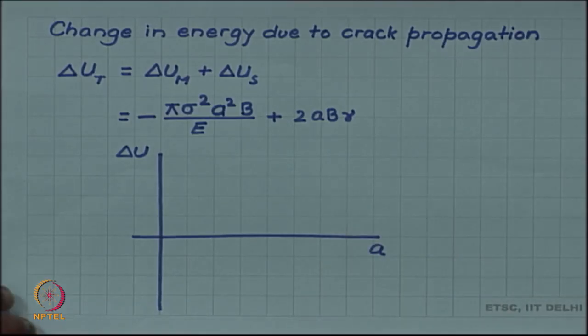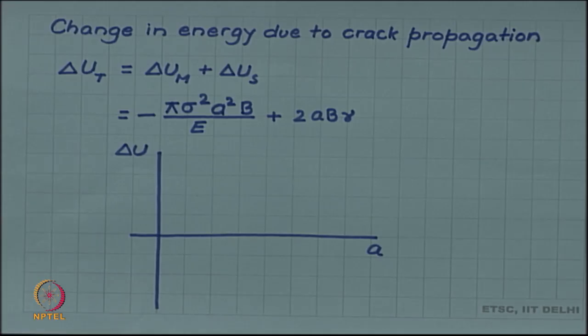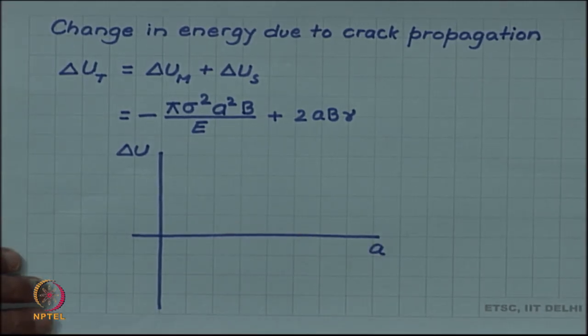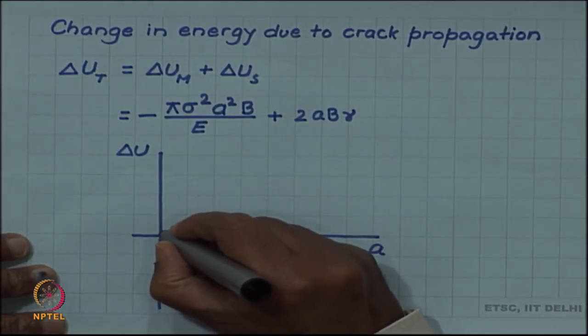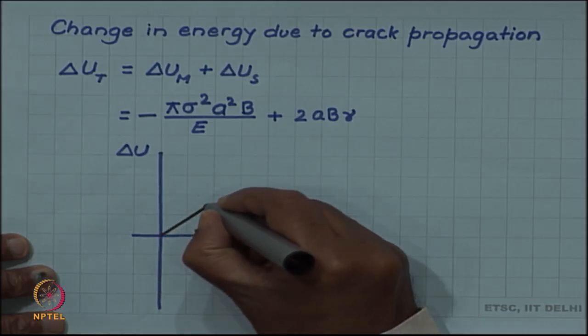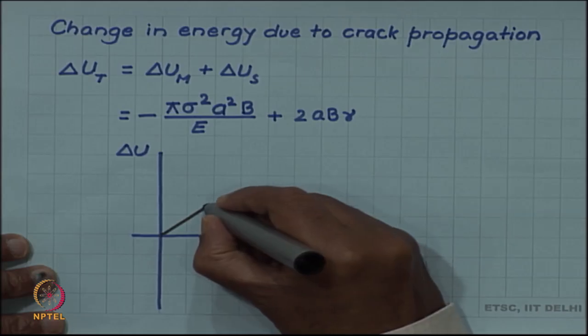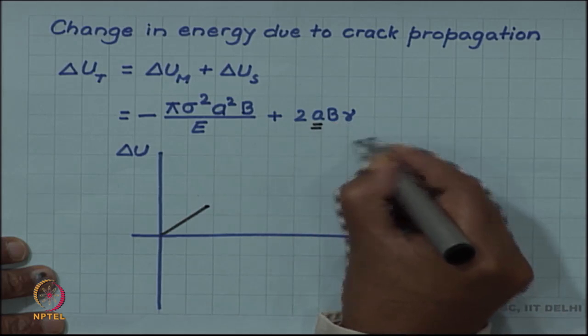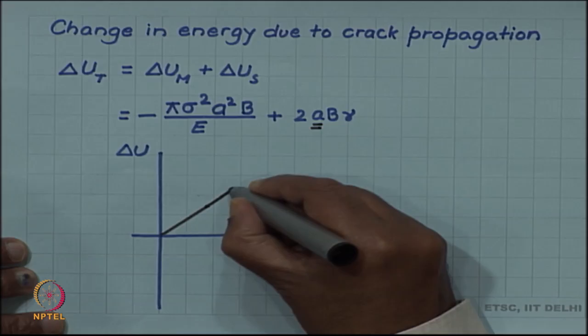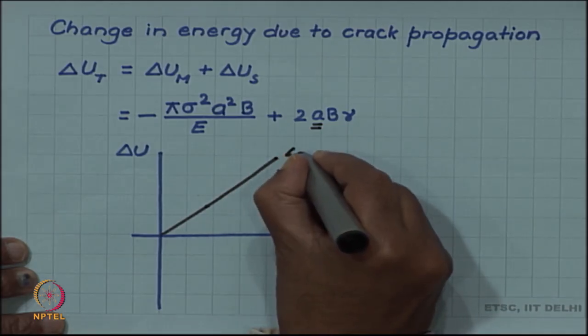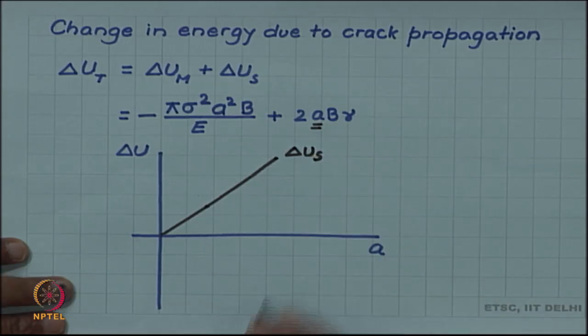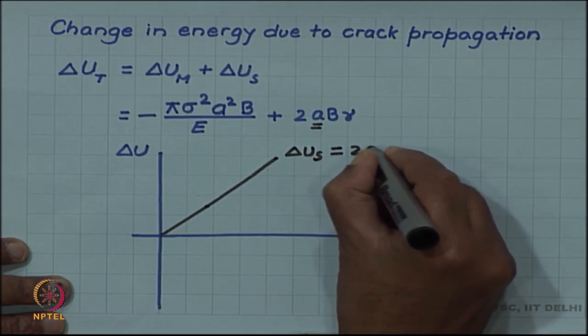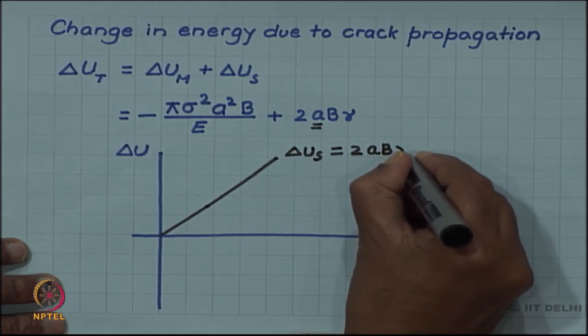Let us try to plot these two energy components as a function of the crack size. So, let me first write the mechanical energy. First I am plotting the surface energy. Surface energy is easier to plot because it is just proportional to a. So, it is a straight line. So, I am just drawing a straight line representing delta U s equal to 2abγ.